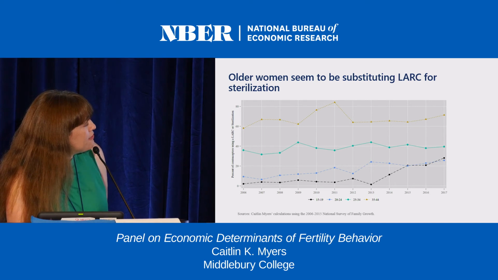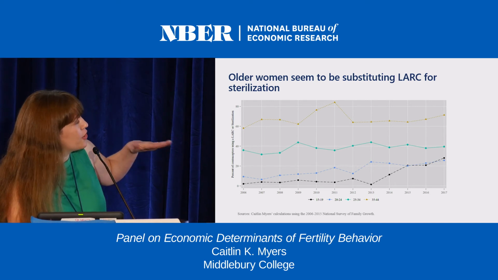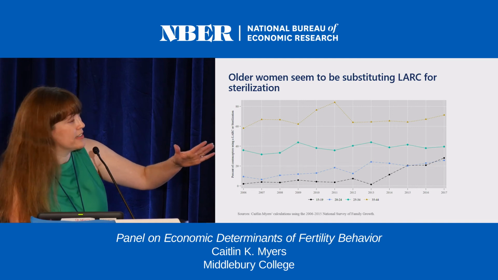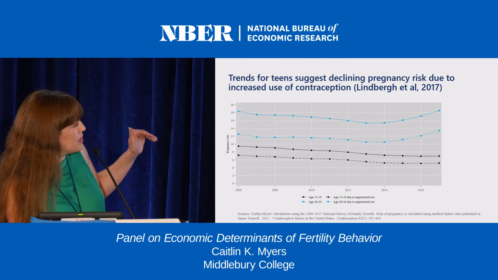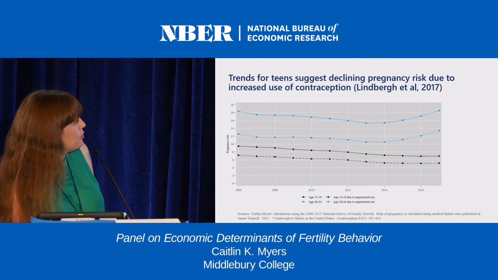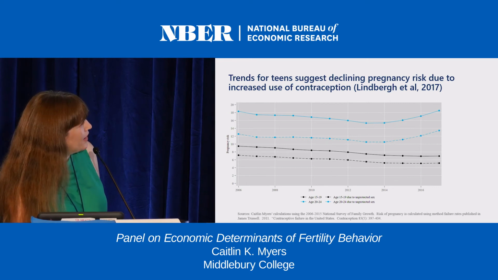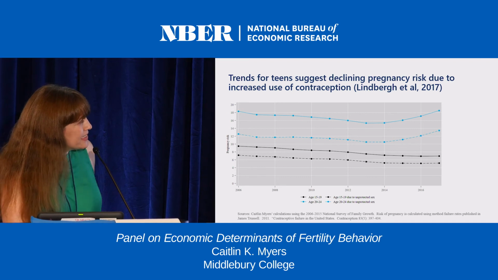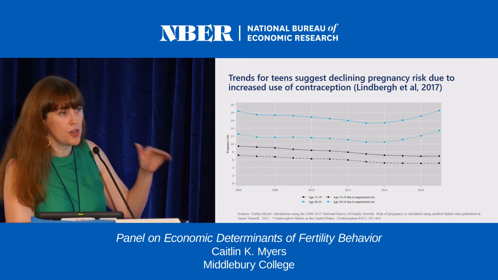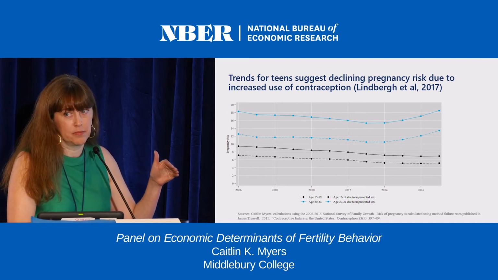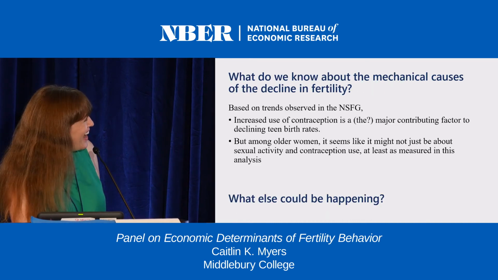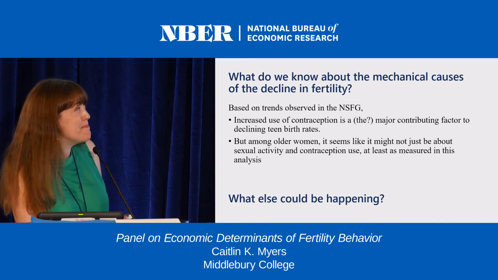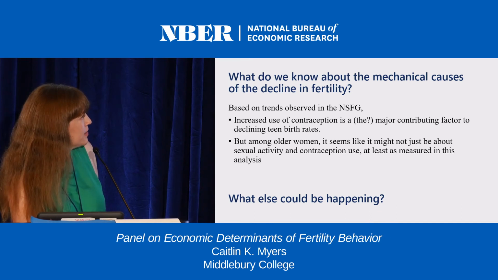What you see for younger cohorts, although the scale makes it hard to see, is LARC use really is going up for 15 to 19-year-olds, substituting from less effective methods, and that could be driving what's happening. Not as much for 20 to 24-year-olds. All right, so basically for teens, we see the mechanical cause. They're having less unprotected sex. For older groups of women, I'm not so sure, maybe not, maybe there's something else at work there.